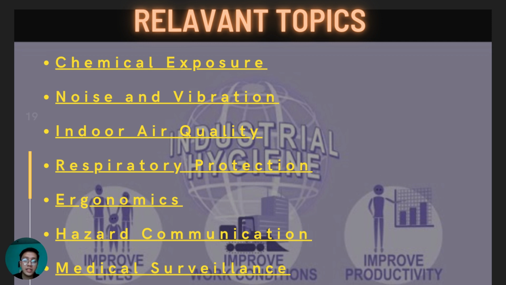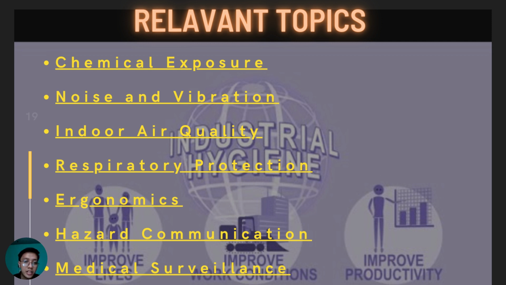Number 2 is noise and vibration. This topic covers the evaluation and control of exposure to noise and vibration in the workplace, which can lead to hearing loss, musculoskeletal disorder, and other health effects. Followed by indoor air quality. This topic covers the evaluation and control of indoor air quality, including exposure to mold, dust, and other airborne contaminants.